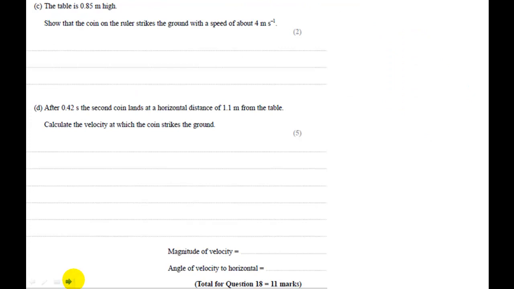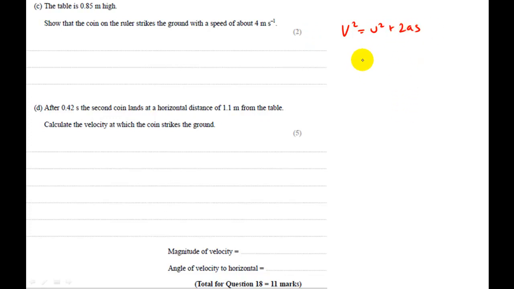Okay, pause the video and read this question. Okay, there's lots and lots of different ways of answering this question. You could use a suvat equation. You could use v squared is equal to u squared plus 2as. The initial velocity would be 0, so it would just be v squared is equal to 2as.